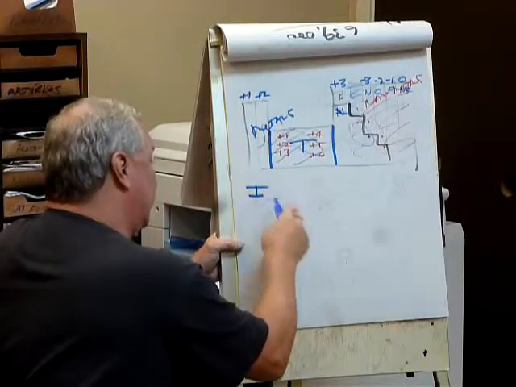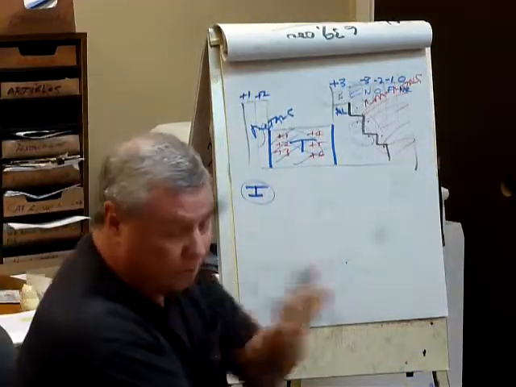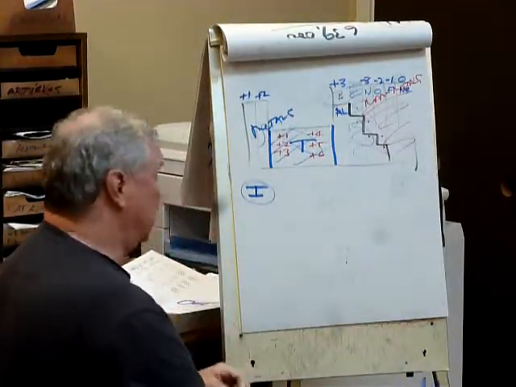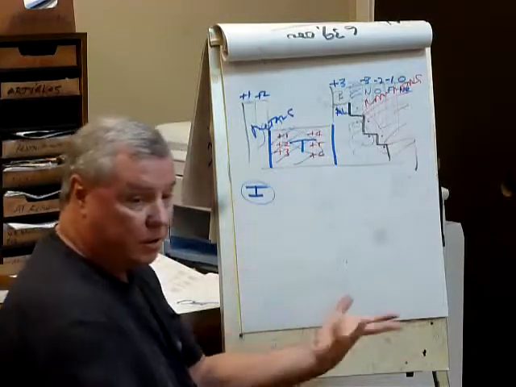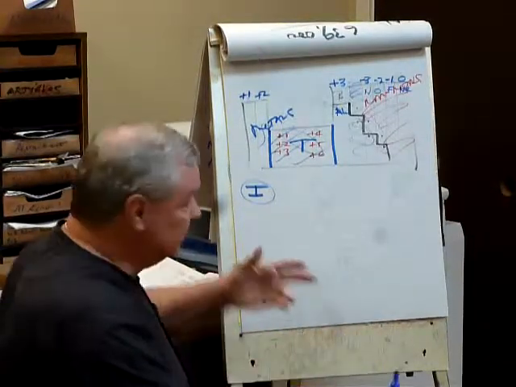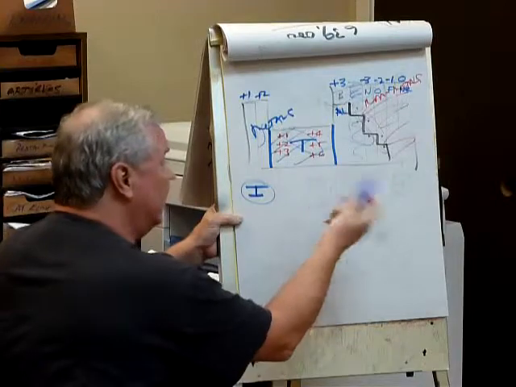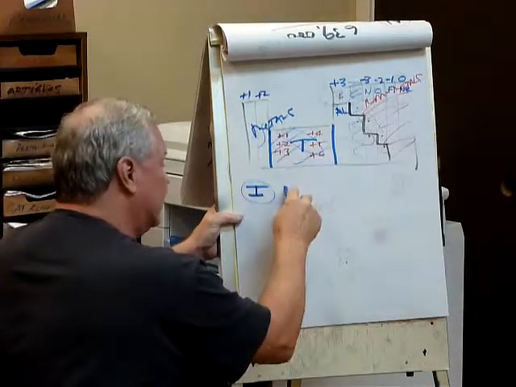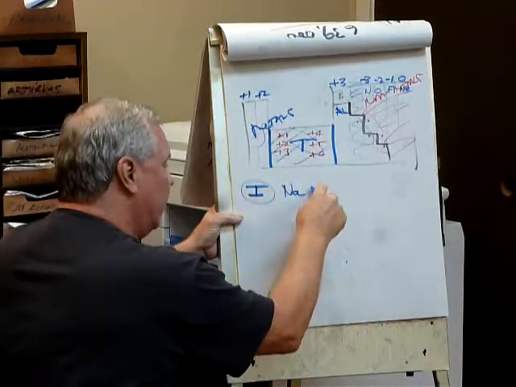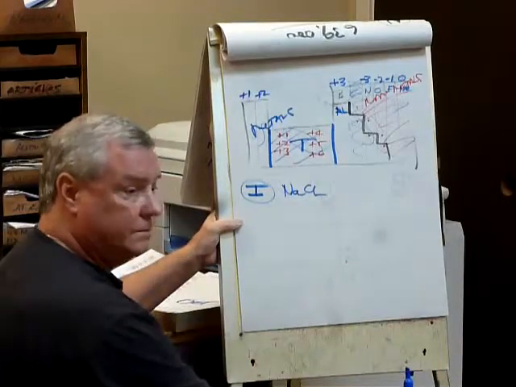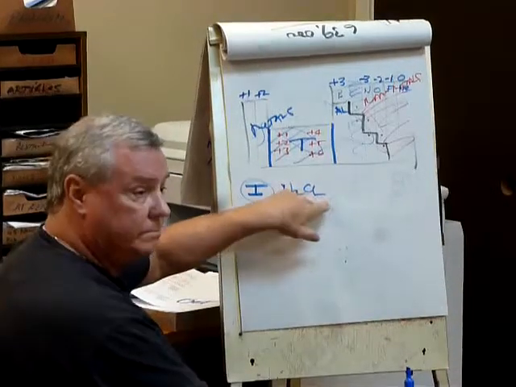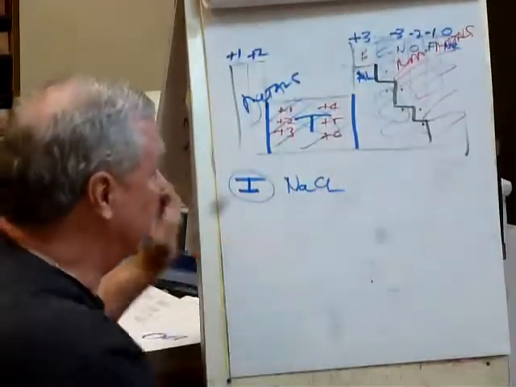So, if we take a type 1, I think these typings are really stupid. This book is the only one that uses these types. They're not really necessary, except she probably expects you to know them, right? So, type 1 is a regular metal plus a nonmetal. So let's just take a simple one. Let's take sodium and hook it up with chlorine. Type 1, metal plus nonmetal.